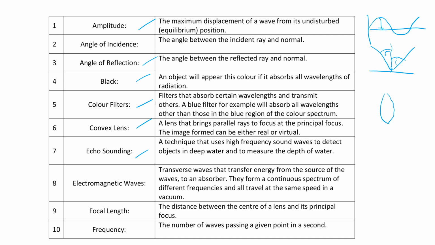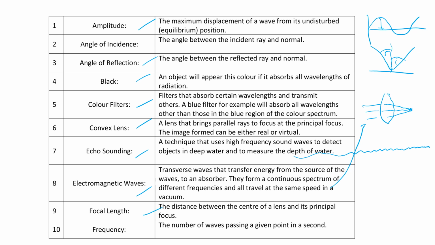Transverse waves that transfer energy from a source of waves to an absorber. They form a continuous spectrum of different frequencies and all travel at the same speed in a vacuum. Okay, so you can start off with radio, which has very long wavelengths, and it gets shorter to gamma at the end. Electromagnetic waves. The distance between the center of a lens and the principal focus. So when the light comes in, I'm just showing this diagram here now, when it shines in, the lens focuses it. That is then the focal length.